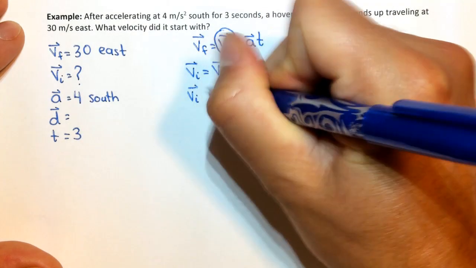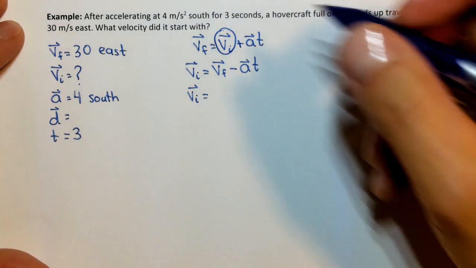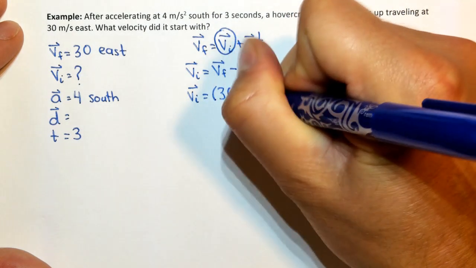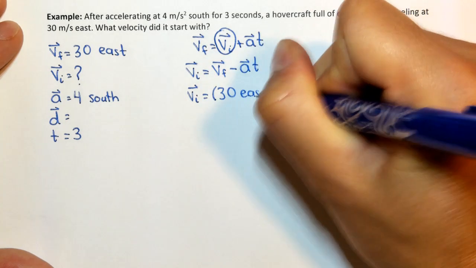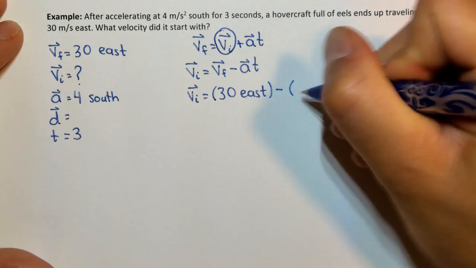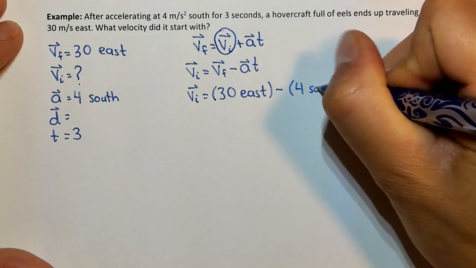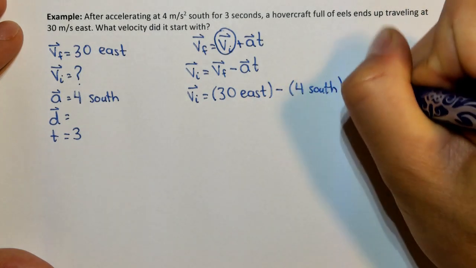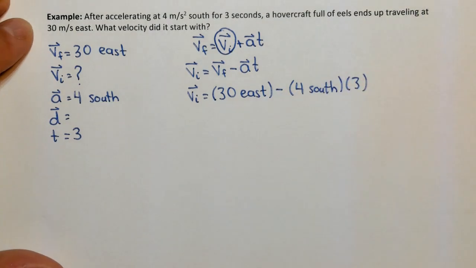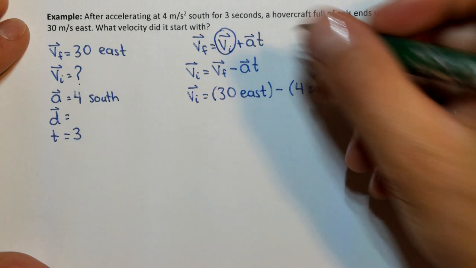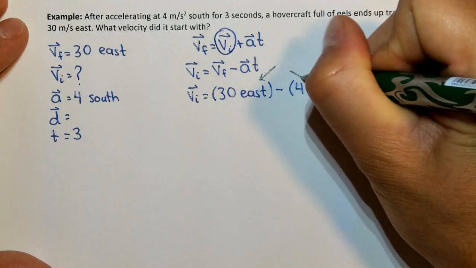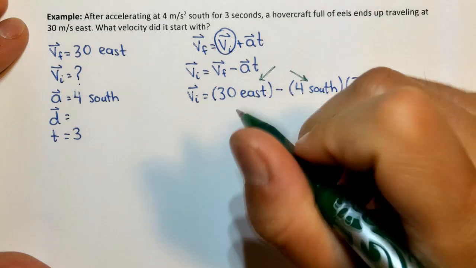So I'm still substituting things in, but I'm keeping those direction words. So VF is 30 east. A is 4 south. And T is 3. So I'll make a note here because this is the first thing we've done that's a bit different: we can't just use plus and minus for direction.